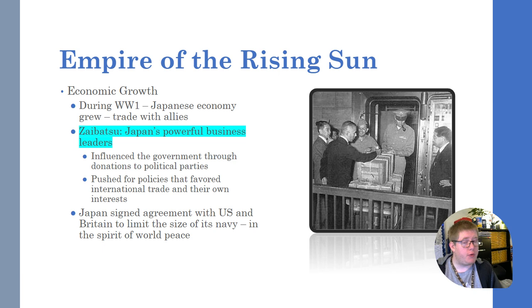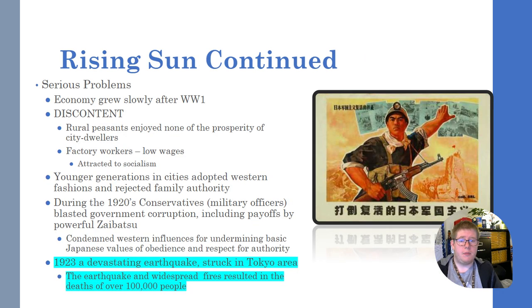Now, following World War I, Japan will sign an agreement with the US and Britain to limit the size of its navy in the spirit of world peace. Now, that's going to get completely overlooked a couple decades later when we get to World War II, but again, it's all in the point of making peace at the moment. But there are serious problems. The economy in Japan just simply doesn't grow after World War I. And there's a lot of discontent.